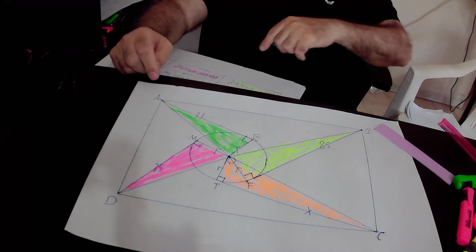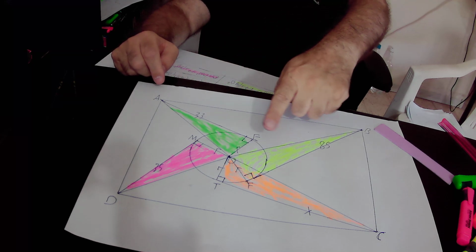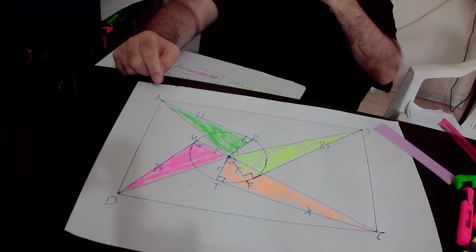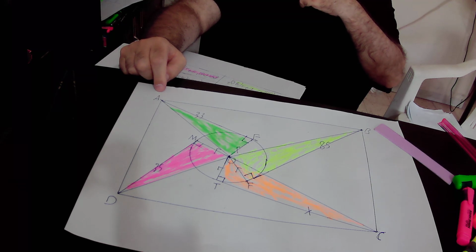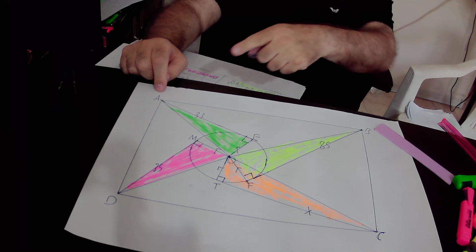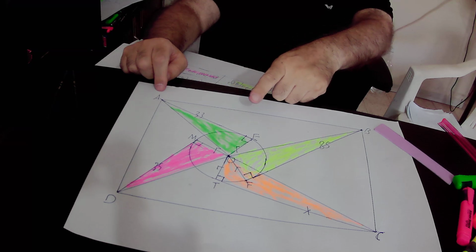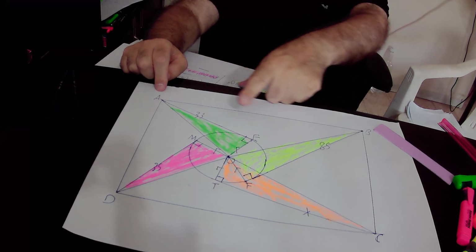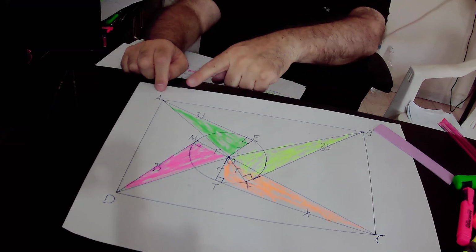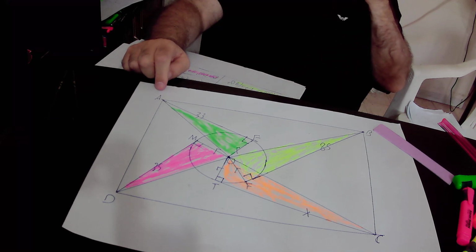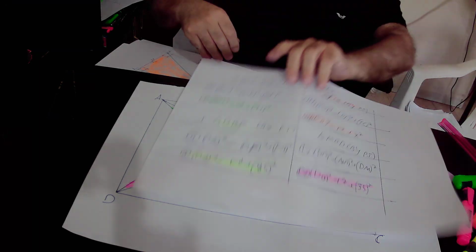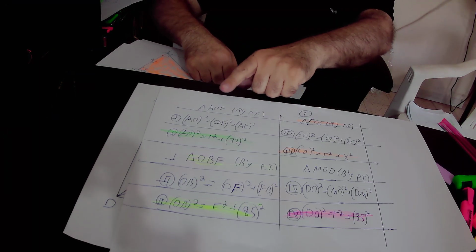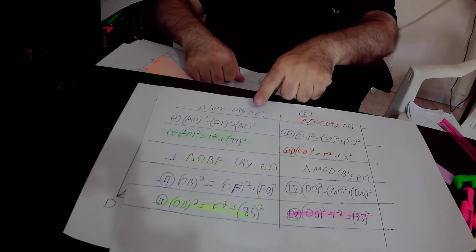Then we join points A and O together by a straight line. This way we created the green triangle AOE. According to the Pythagoras theorem, in the green right triangle, AO squared equals EO squared plus AE squared. Again, in the green right triangle, AO squared equals OE squared plus AE squared.